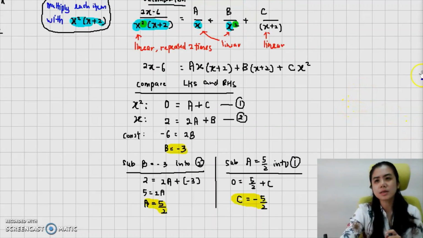Okay, let's just look at the thing that we did just now. We say that you decompose it to a general form, that is A over x, B over x squared, plus C over x plus 2. So you got the value of A, B, C. Just substitute into here. Let's see what happens if you substitute.